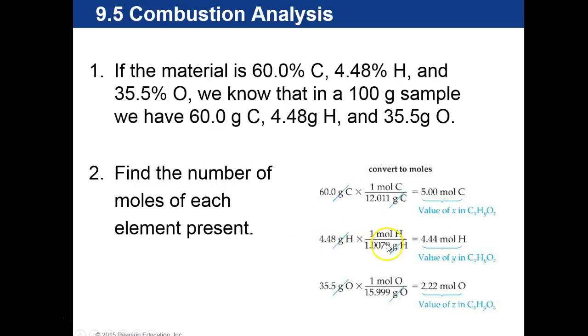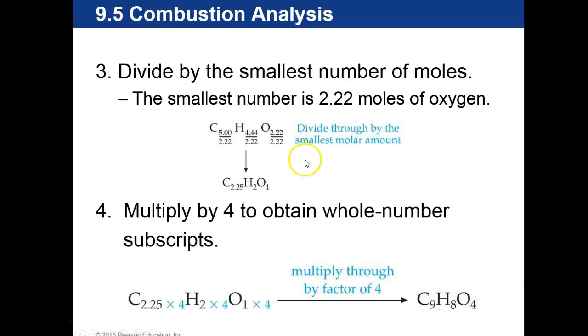4.48 grams of hydrogen times 1 mole per 1.0079 grams, per your periodic table, is 4.44 moles. And 35.5 grams of oxygen, with 1 mole of oxygen per 15.999 grams, gives us 2.22 moles of oxygen. Okay. Now we divide by the smallest number of moles. The smallest number is 2.22. Okay. So here, multiply by 4 to obtain the whole number subscripts. We end up with 2.25 times 4, H2 times 4, and O1 times 4. Multiply through by a factor of 4 and we get C9H8O4.